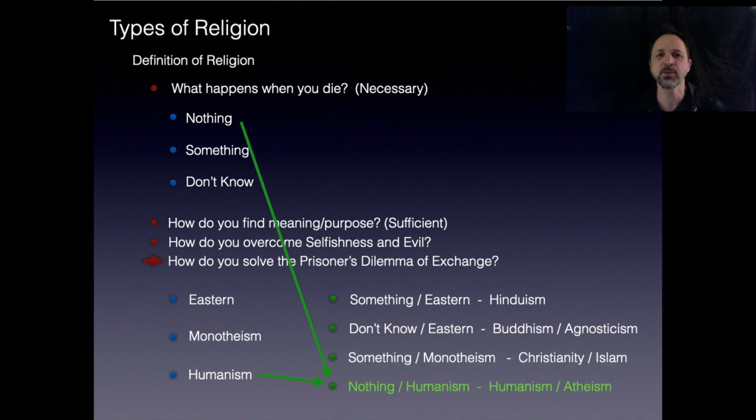The final religion that we're going to take a look at is going to be humanism or atheism. And here we're going to say that nothing happens when you die, but still we're going to have to overcome death. And we're going to do so through a humanistic technique. Or we're going to solve the prisoner's dilemma using a humanistic technique to do so. So these are the big 5 religions that we're going to take a look at. And we're going to distinguish between Christianity and Islam, even though they're using the same technique.